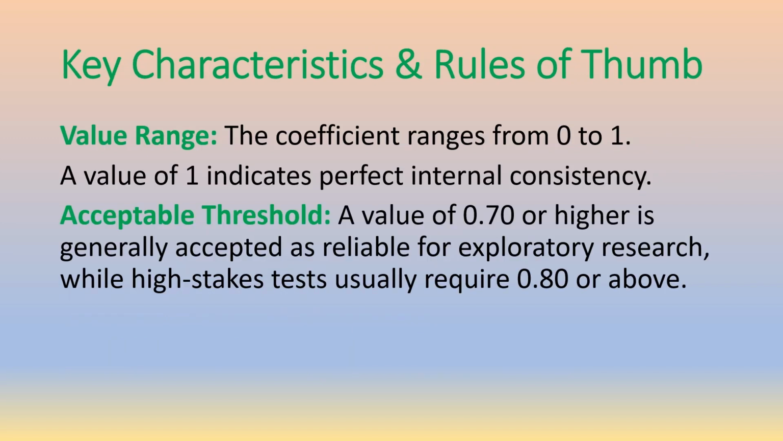Key characteristics and rules of thumb. Value range: the coefficient ranges from 0 to 1. A value of 1 indicates perfect internal consistency. Acceptable threshold: a value of 0.70 or higher is generally accepted as reliable for exploratory research, while high-stakes tests usually require 0.8 or above.